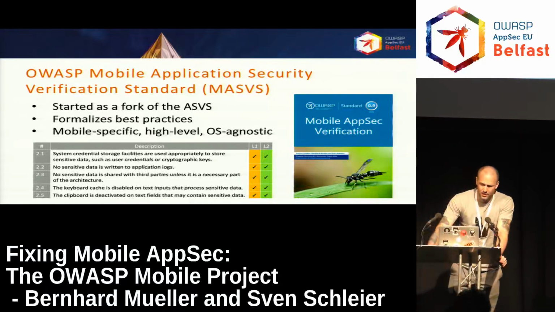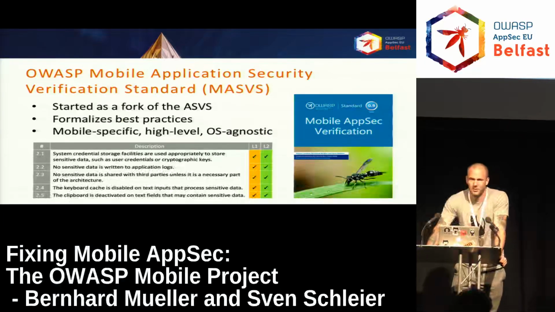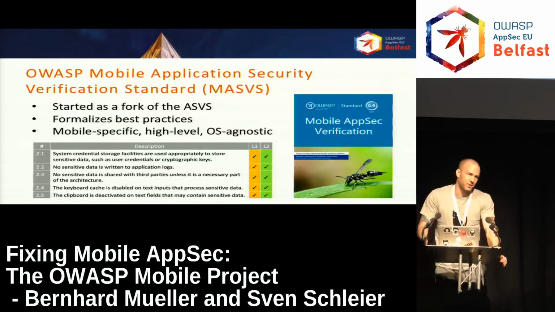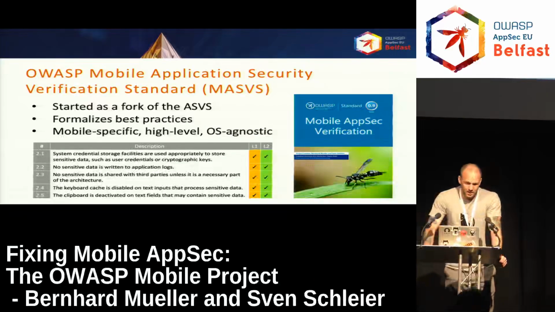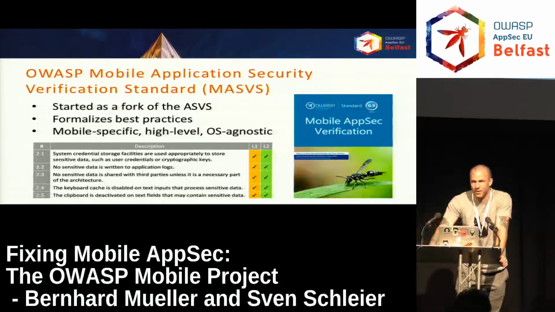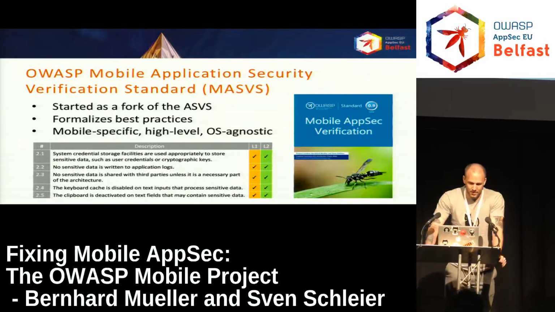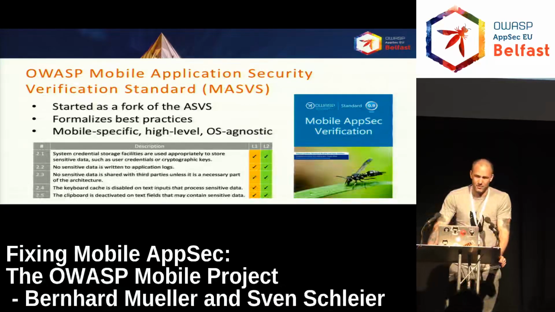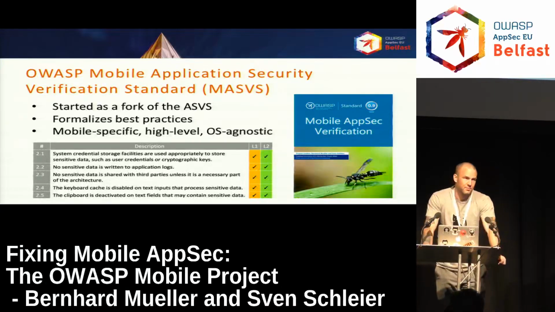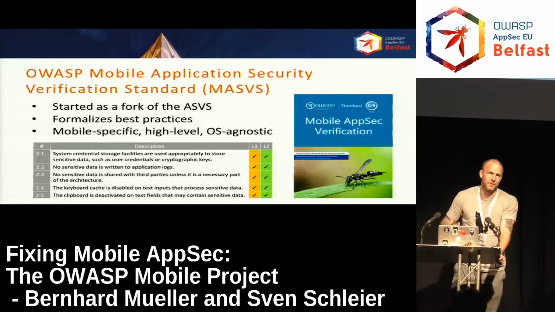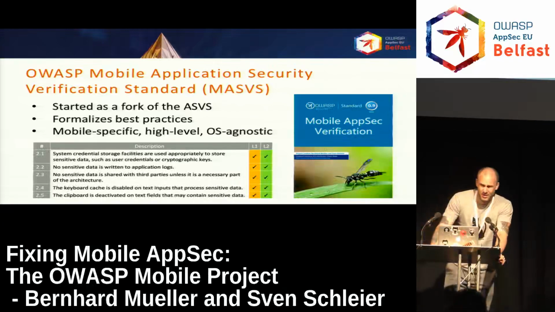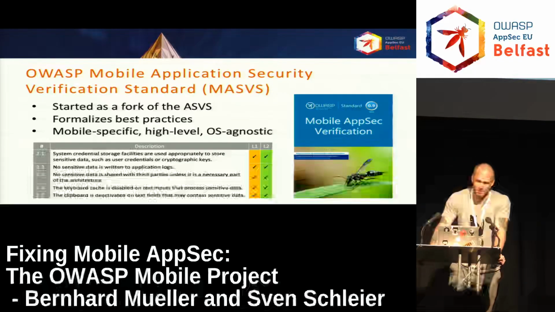You maybe know the ASVS, the OWASP Application Security Verification Standard, which also exists for a few years already. This also has a small section about mobile apps, but it's by far not comprehensive enough to cover everything we need. And it's mainly focused on web applications. So we forked this project and made our own version of that. The MASVS covers mobile application security on a very high level and is not operating system specific. So it can be applied to Android, iOS, Windows Mobile, or whatever you want.